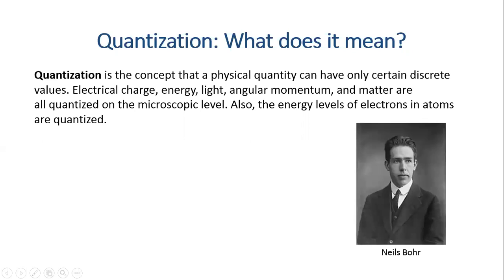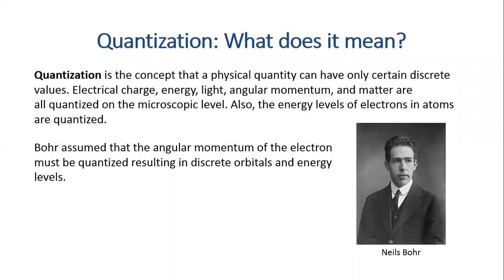So this guy, Niels Bohr, is a Danish physicist that made fundamental contributions to understanding atomic structure and quantum theory. He received a Nobel Prize in Physics in 1922. He assumed that the angular momentum of the electron must be quantized, resulting in discrete orbitals and energy levels. So this is an example of the Bohr model. This is a hydrogen atom that he studied, and he theorized that the electron has to have a certain discrete orbital to be able to go around the nucleus.